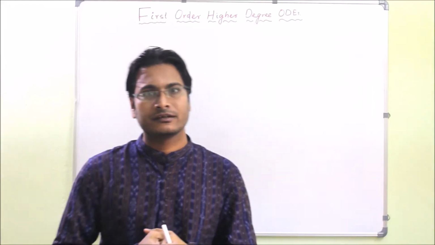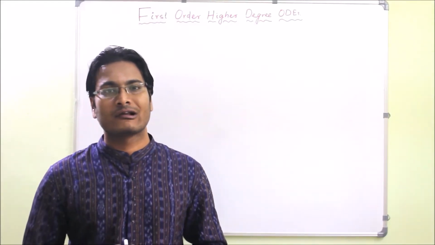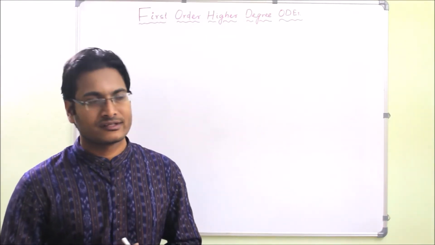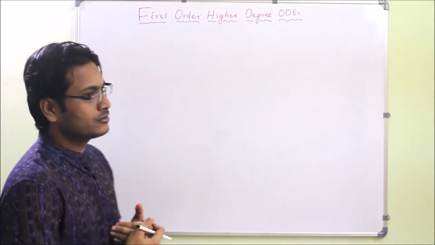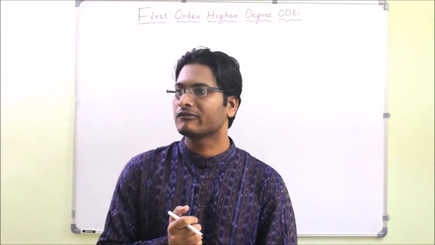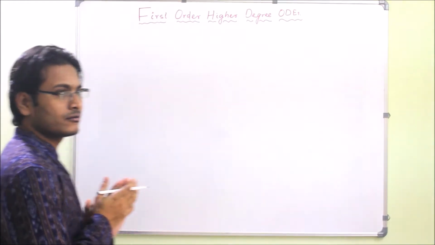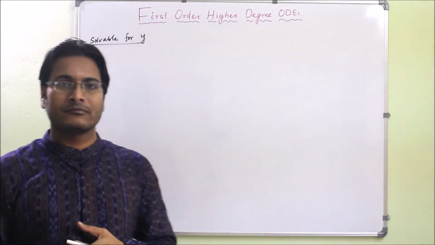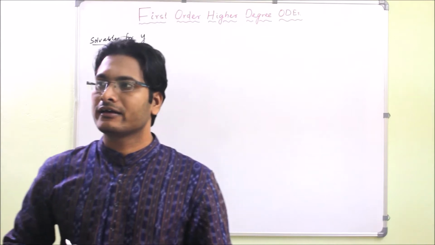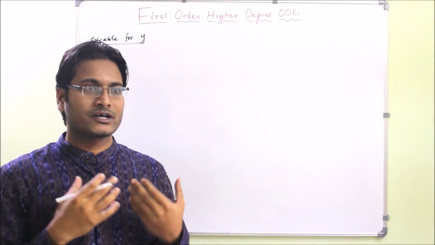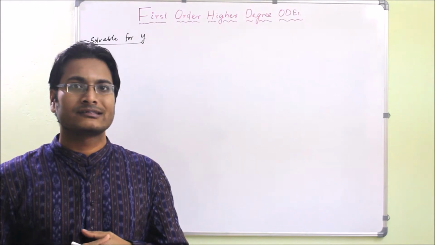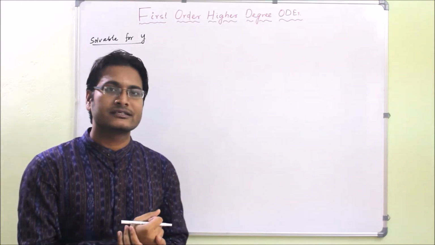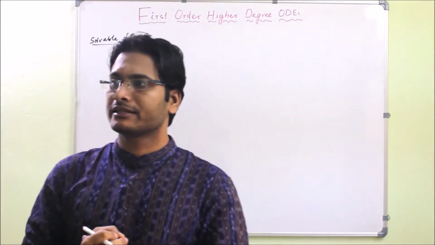So till now we have seen one method to solve first order higher degree ordinary differential equations. So the second way we can solve is solvable for y. Now how to solve the problem, means how to identify that a first order higher degree differential equation is there, and when to apply this solvable for y method.